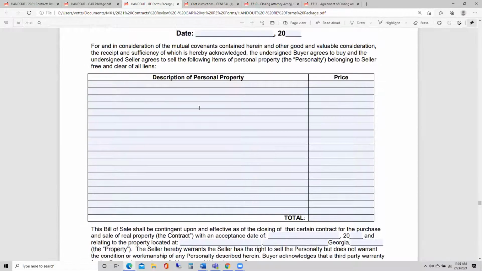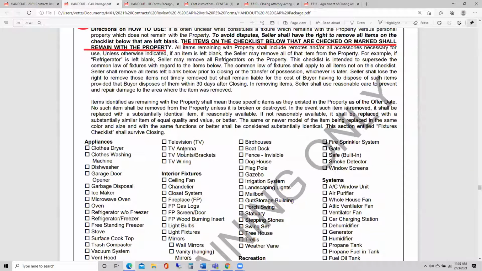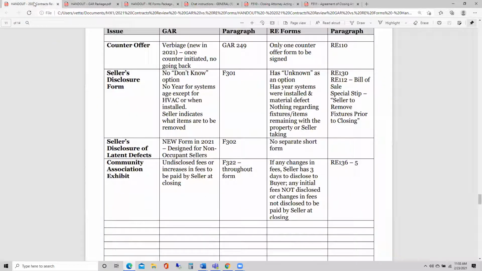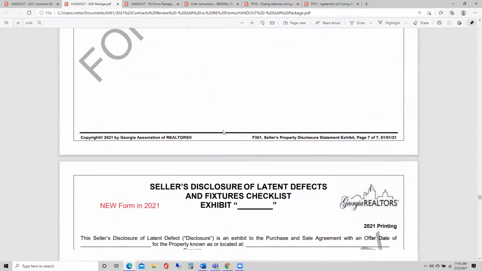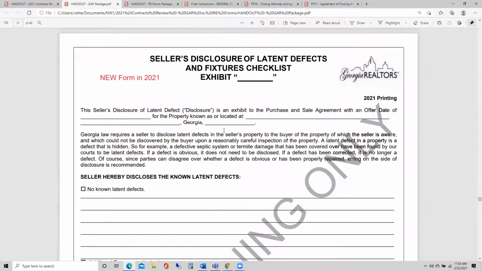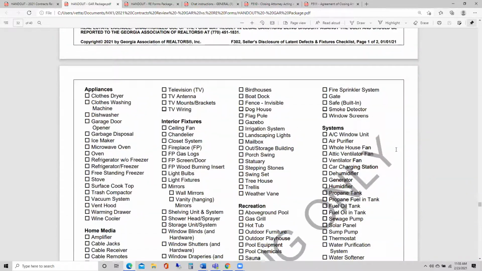Just know that's here. There is a bill of sale in the GAR forms too, but very different in when you have these items. This has what is staying with the property. Now, in 2021, there is a brand new GAR form that is called the Seller's Disclosure of Latent Defects and Fixtures Checklist. Brand new in 2021. This is only a 2-page form.